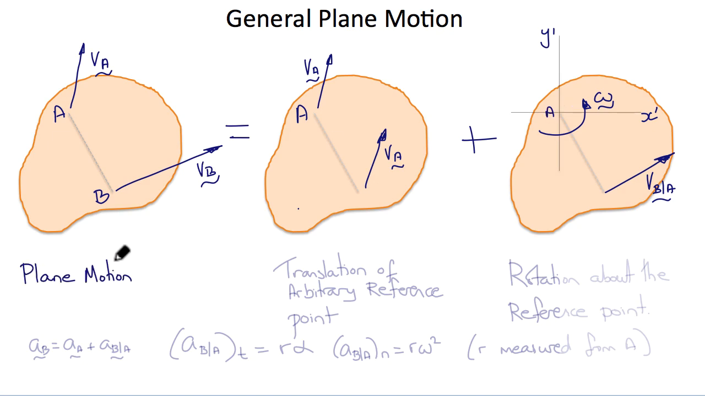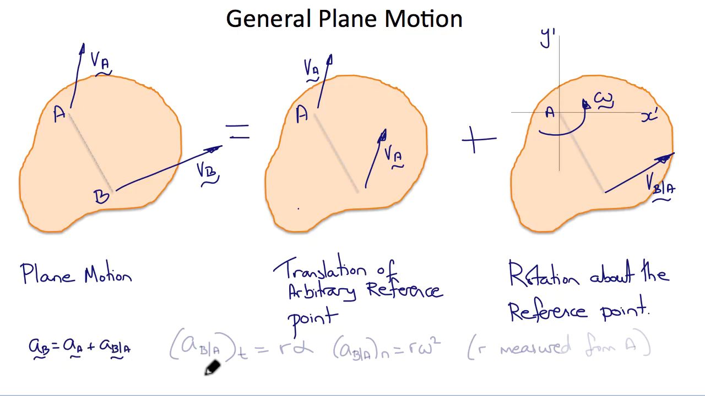So we've said that a plane motion can be represented as the sum of the translation of an arbitrary reference point, in this case A, and a rotation about that reference point. And we can write for the accelerations similarly that a sub B equals a sub A plus a of B relative to A. And the tangent component of the relative acceleration is r alpha. And the normal component of the relative acceleration is r omega squared, where r here is measured from the new origin at A.